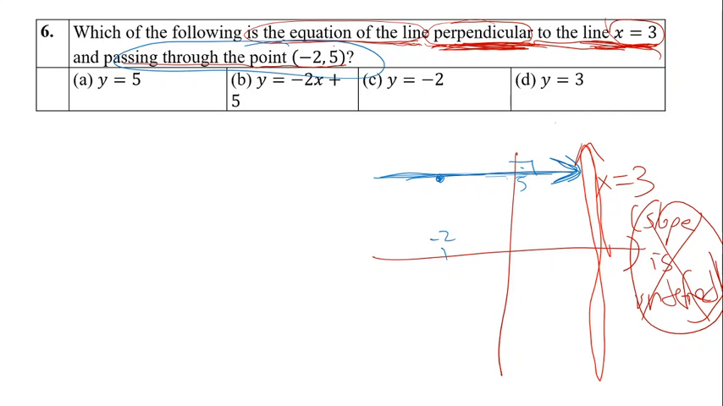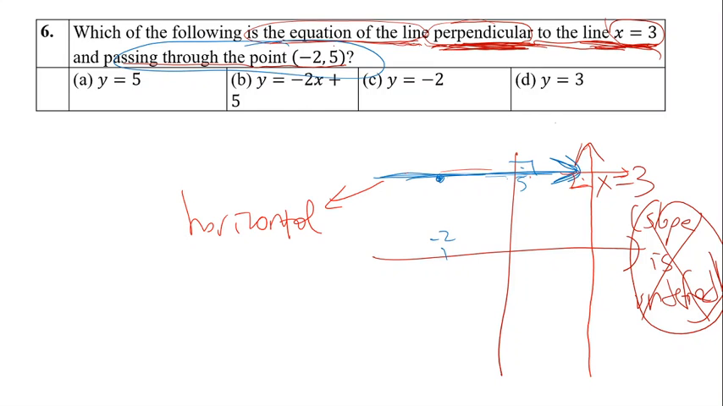I'm sorry, because it's hard to draw it. It's 90 degrees because they are perpendicular. This makes a horizontal line, right? So this is a horizontal line, and it's passing through 5 here on the y-axis. So this will be the y equals 5 line.